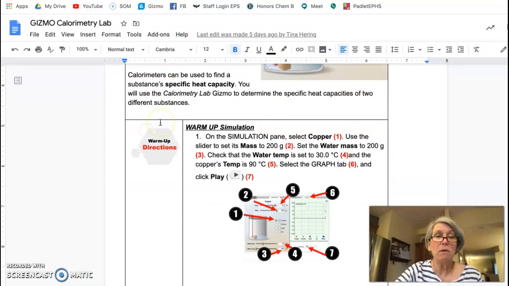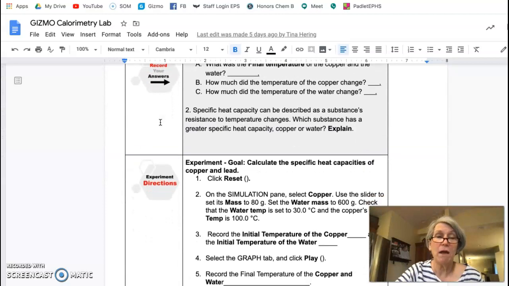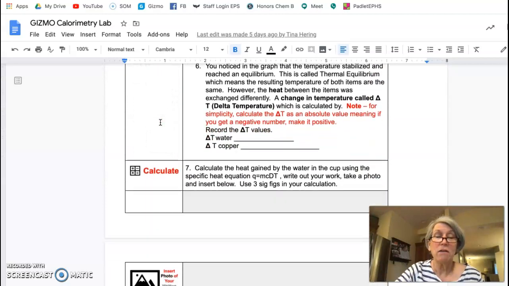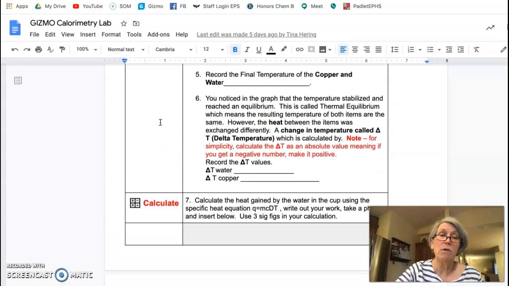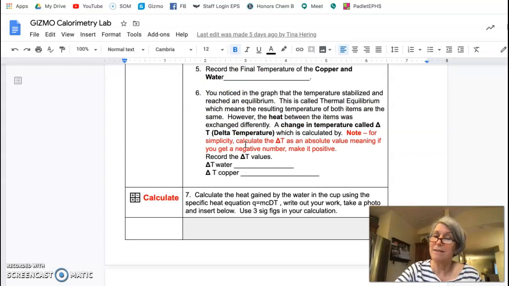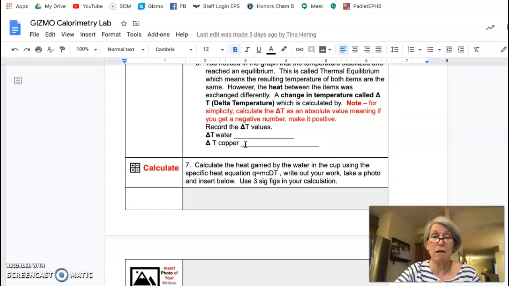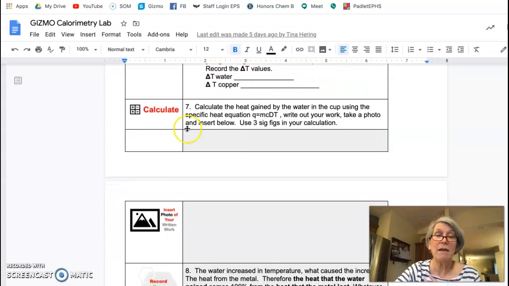But in terms of the Gizmo lab, something interesting happens that I noticed with just a few of you when you were doing this lab. You were noticing that temperature is the same as heat, and I don't want you to think that, because temperature and heat are different. For number 7, when it said calculate the heat gained by the water in the cup, that means when you're asked to calculate heat, you are calculating Q. Q is not temperature. Q means heat.